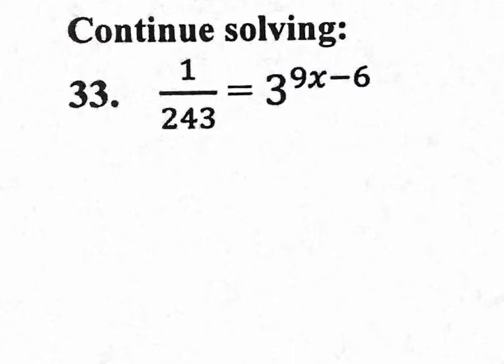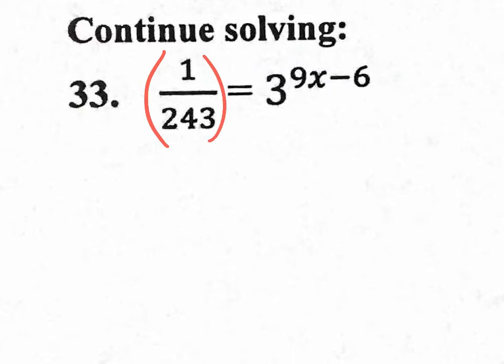On number 33, they want us to solve this equation. We want to get this x by itself on the right side of the equal sign. The problem is that the x is an exponent, right? And you don't want it to be an exponent. You want it to be a regular x, not an exponent. So when we look at this fraction right here and we look at this base 3, it would be nice if we could actually convert this fraction to become 3 to a certain negative power.